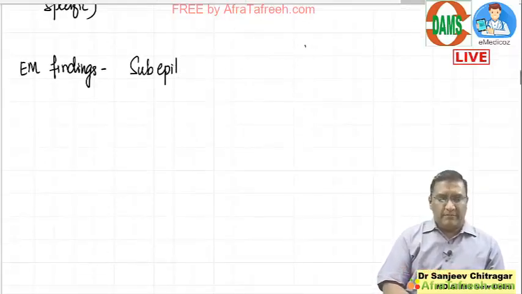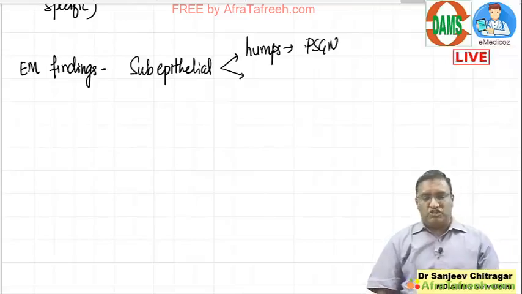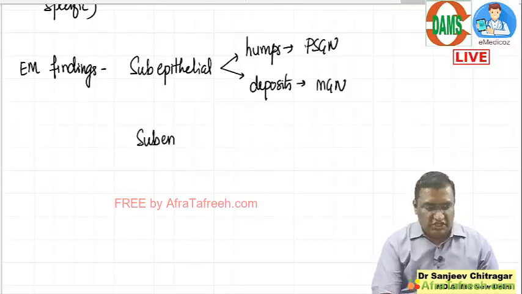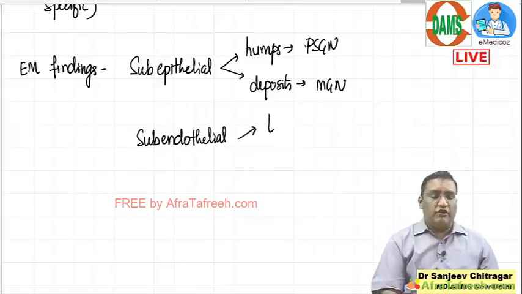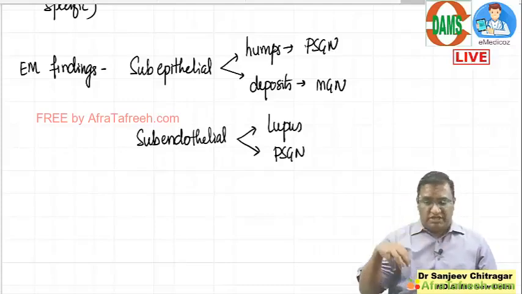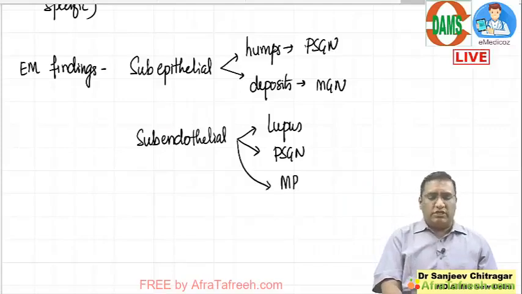So just to give you the last one in the kidney, electron microscopic findings in the kidney: subepithelial humps. Where do you see subepithelial humps? In PSGN, and subepithelial deposits will be seen in MGN, membranous glomerulonephritis. Subendothelial, where do you get subendothelial? You will get it in lupus. You will get it in PSGN. Remember, PSGN will have subendothelial deposits initially, they migrate to the subepithelial later. And also subendothelial in MPGN type 1.